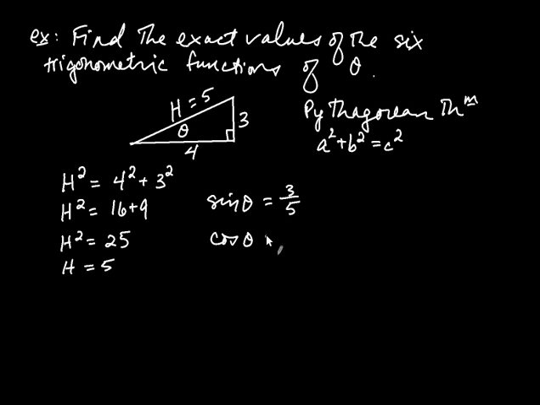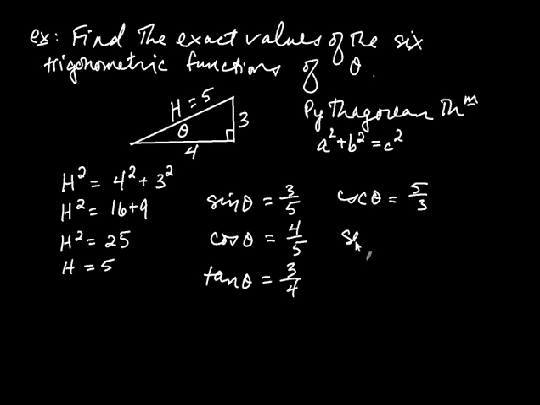Cosine of the angle is adjacent. So it's 4, and then divided by the hypotenuse, which is 5. So 4/5. And then tangent is defined to be opposite, 3, divided by the adjacent, which is 4. Okay, and then cosecant of the angle. Well, cosecant we know is the reciprocal of sine, so it's 5/3.